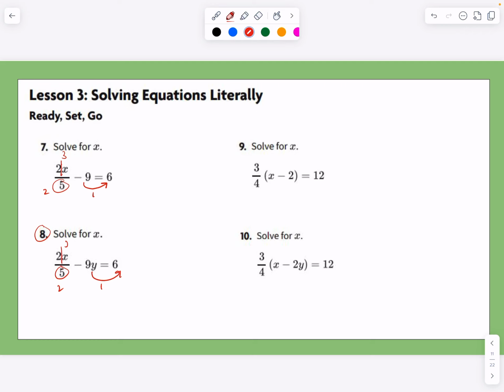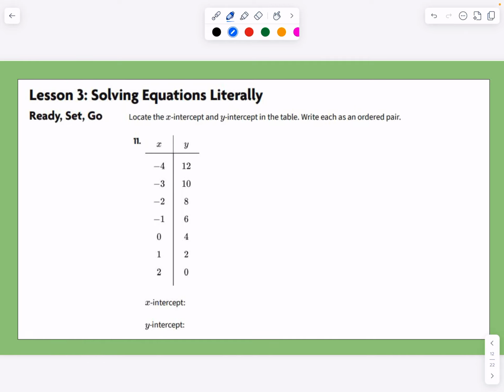Okay. And number 9, same kind of idea. Multiply both sides by the reciprocal, first of all. So you have x minus 2 equals, and I can divide this first, equals 16. I can add 2 to both sides. So x equals 18. And in a similar way, solving for this one, multiply both sides by the reciprocal. So x minus 2y equals 16. And now I have 16 plus 2y because I add 2y to both sides.